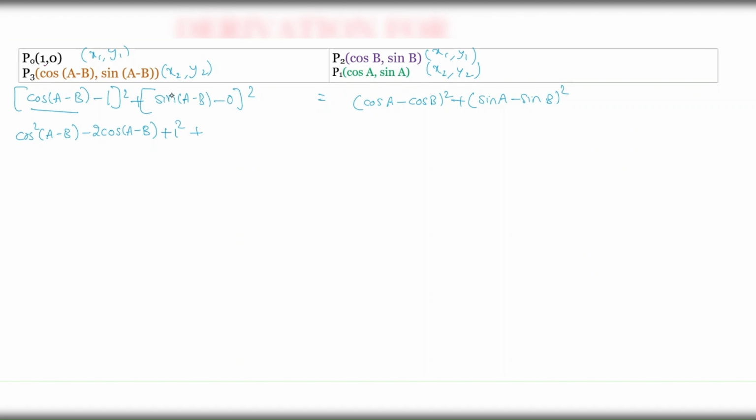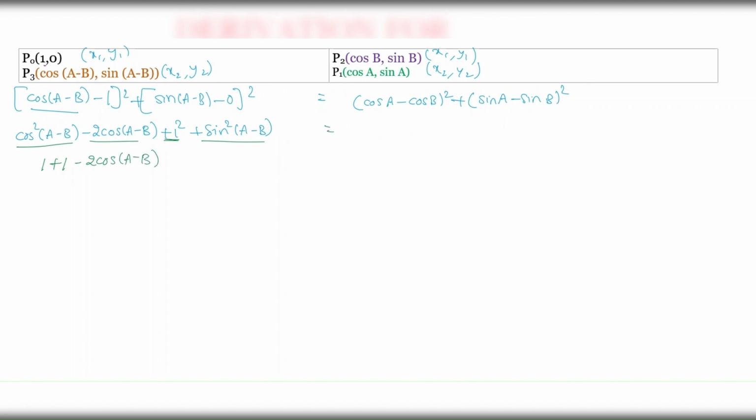So sine of a minus b whole square can be written as sine square a minus b. Cos square a minus b plus sine square a minus b can be written as 1. And the 1 here we have, so plus 1 again. This entire term is minus 2 cos of a minus b.